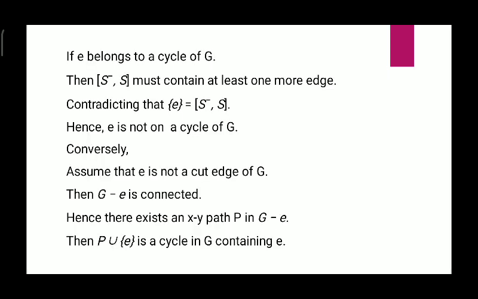If E belongs to a cycle of G, then S dash comma S must contain at least one more edge, which is a contradiction, since S dash comma S is equal to the singleton E. Hence E is not on any cycle of G. Conversely, assume that E is not a cut edge of G. Then G minus E is connected. Hence there exists an XY path P in G minus E. Therefore P union the singleton E always leads to a cycle in G containing E.